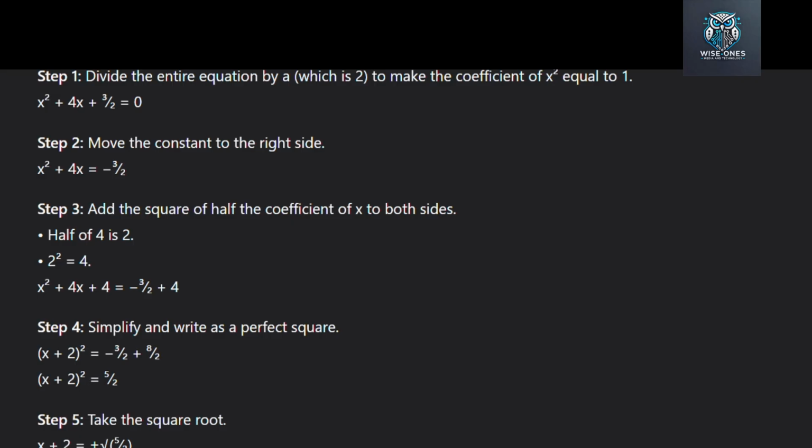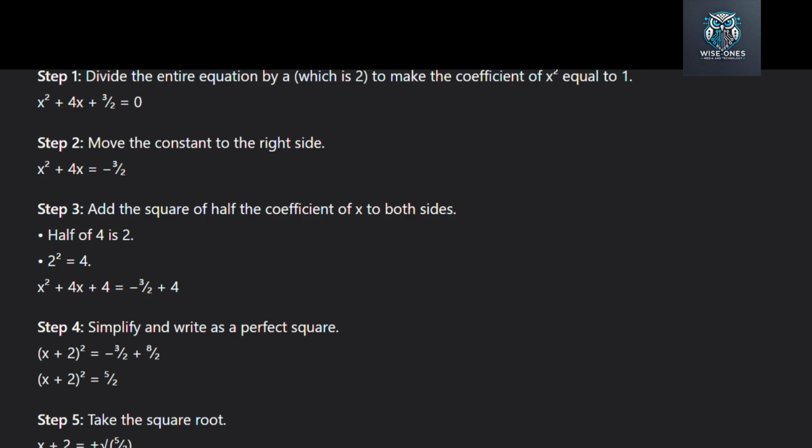4 is the same as 8 halves. So negative 3 halves plus 8 halves equals 5 halves. So we write open bracket x plus 2 close bracket squared equals 5 halves. Step 5. Take the square root.